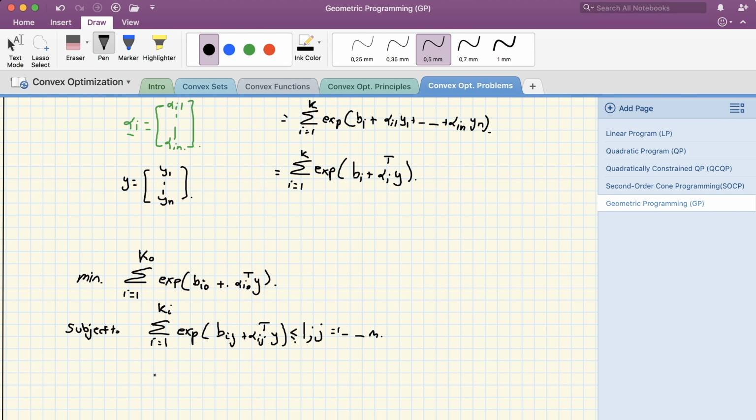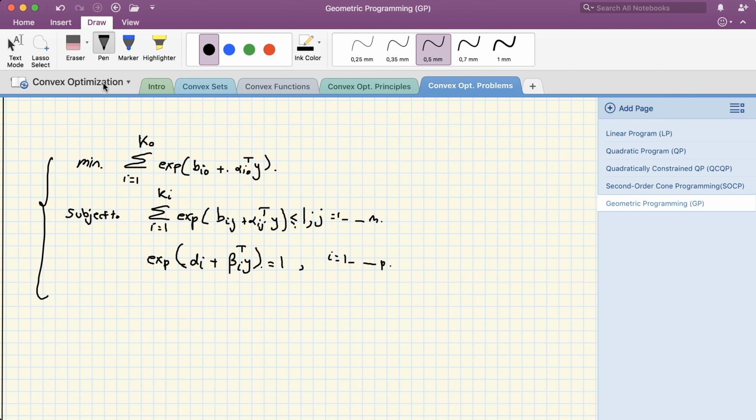And the equality constraints are monomials, so exponential of, let's call the slopes here d_i, plus, let's call this something else, g_i transpose y, equal to 1, where i goes from 1 to p. The problem as is still not convex. The costs and the constraints are not convex. We're left with only one simple transformation, which is to take the logs of all the functions we have.